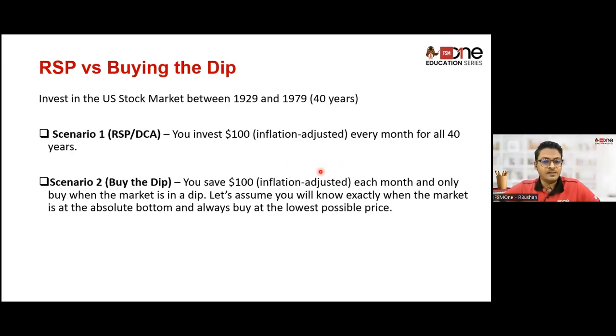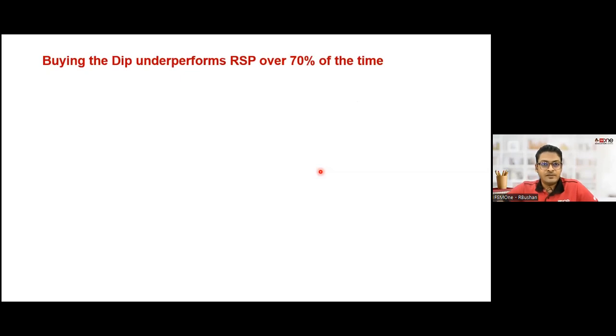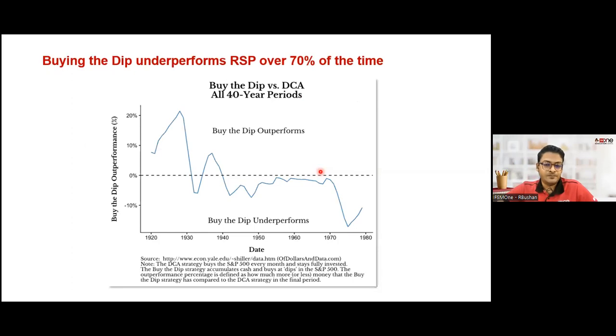The dip means the very bottom of the market. Let's say you are savvy enough to use technical indicators to know the best possible time to go into the market. Historically, it shows that buying the dip underperforms 70% of the time, right? There are times that you do well, where you outperform, but most of the time you underperform.